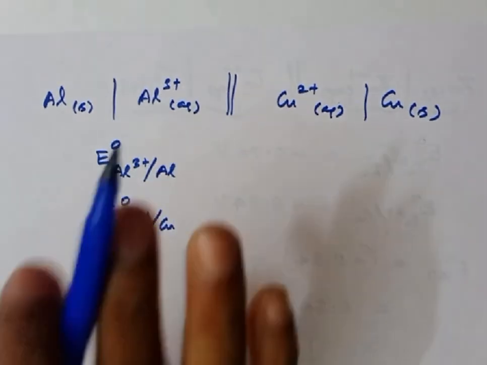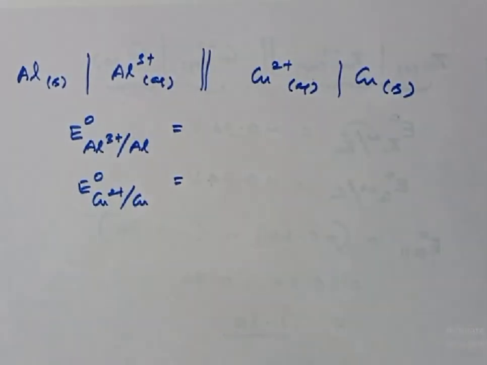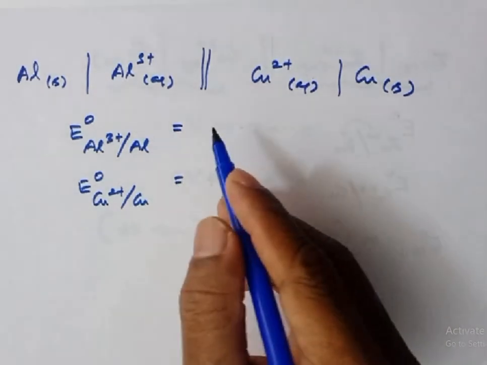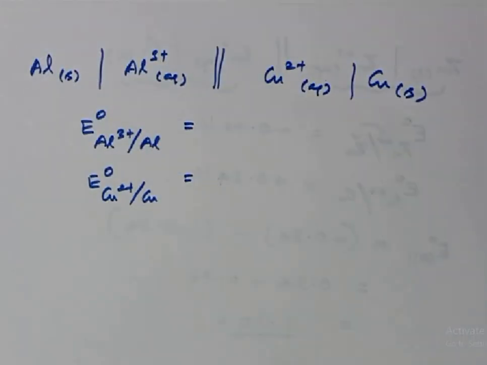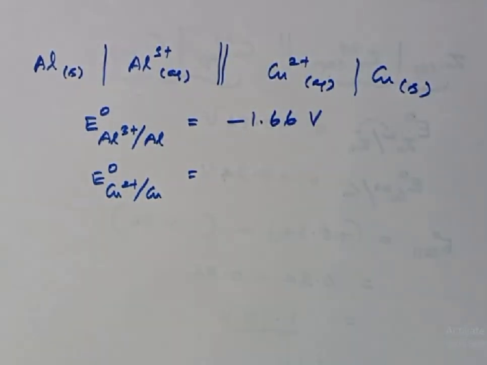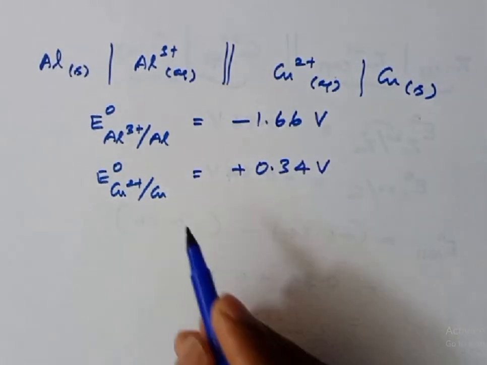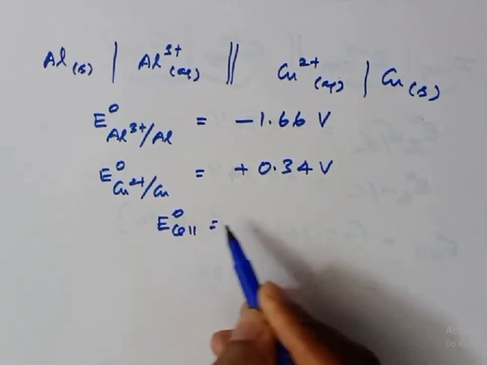Students, I am giving you only the reduction potentials. Even in the examination, most of the time they will provide reduction potentials. Very rarely they will give oxidation potential. If oxidation potential is given, you need to change it into reduction potential. How to change? Very simple. Just change the sign of the value. So for aluminium, the potential available is minus 1.66 volt. And for copper we know the value already. Anyway, I'll give once again plus 0.34 volt. Now the question is this: calculate the standard cell potential.